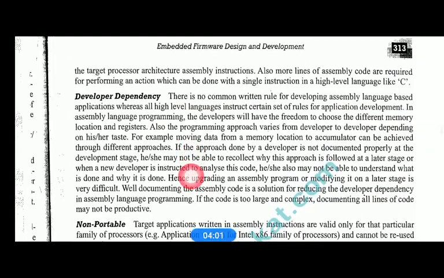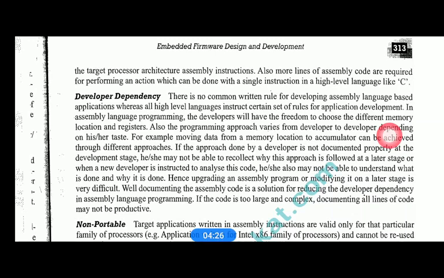Then we have developer dependency. There is no common written rule for developing assembly language based on the application, whereas a high level language imposes a certain set of rules for application development. It is developer dependency in the sense that everything you write in assembly level language is for that particular microcontroller or processor which you use in the embedded system.